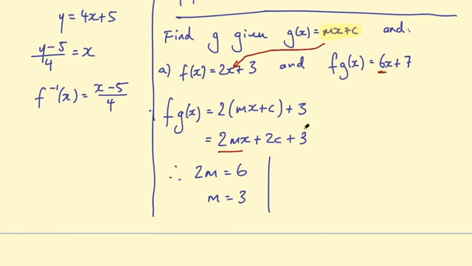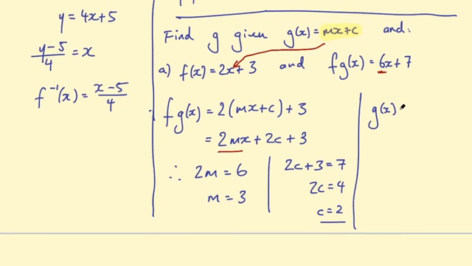Also, 2c plus 3 must equal 7. So that allows me to solve for c. So 2c equals 4. So c must equal 2. And so I have m, I have c. So therefore I can say that g will equal 3x plus 2 for my final answer.